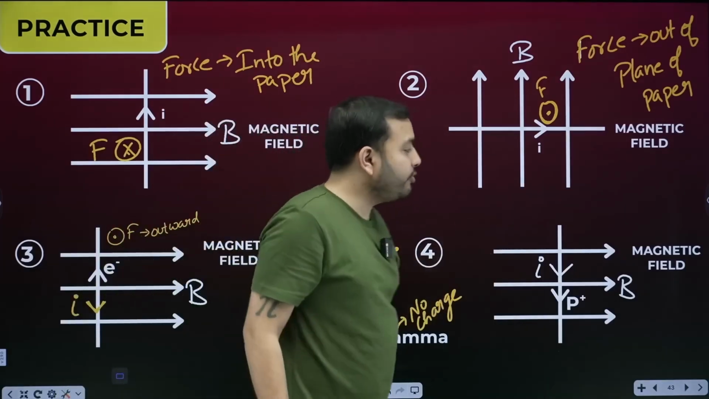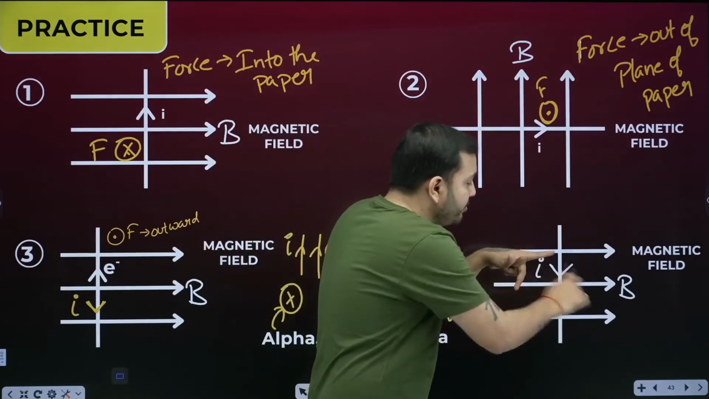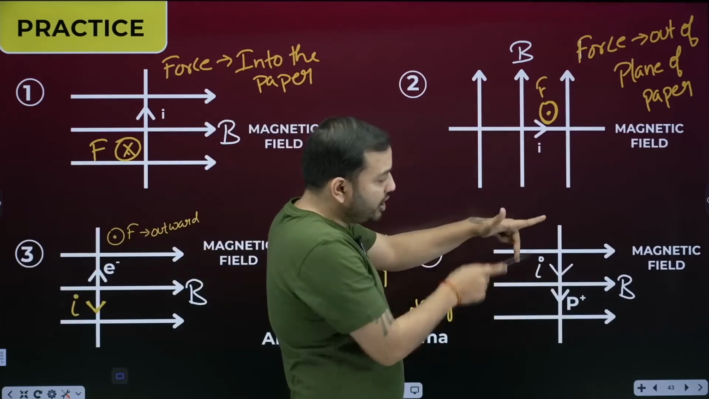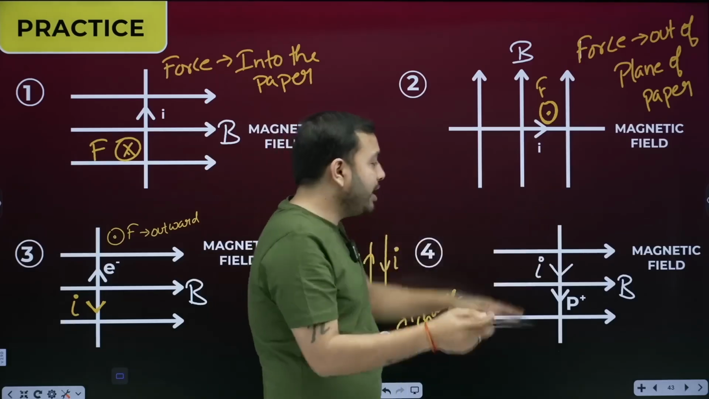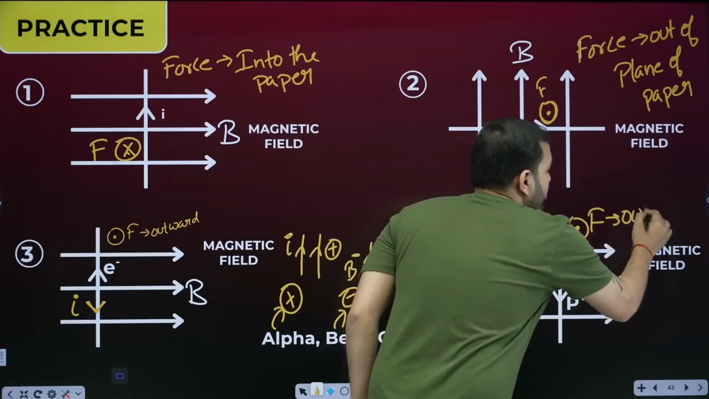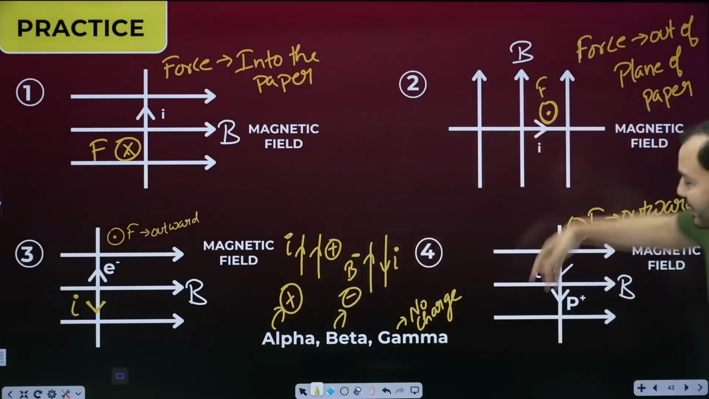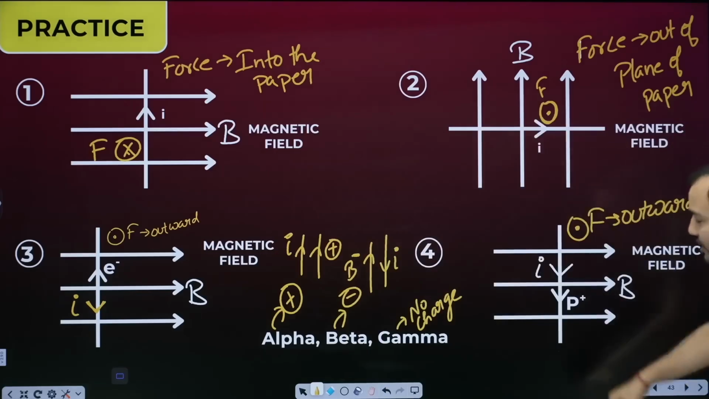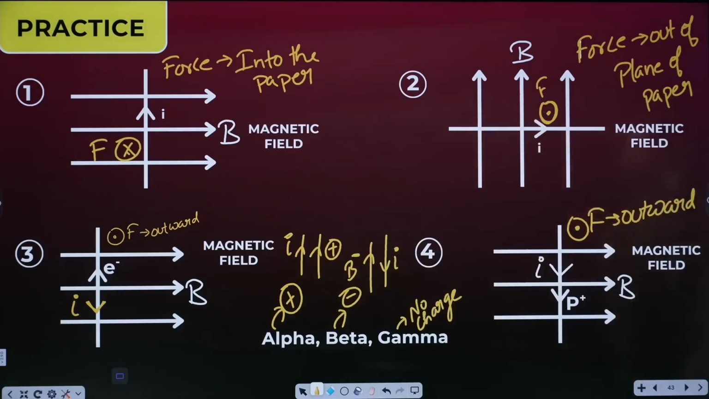Here tell me the direction of force. The same. With the forefinger, magnetic field on this side. Where is the current? Downwards. Middle finger, the direction of the current. Where is the thumb coming? Outwards. So where would the force be exerted? Outwards. Is it clear? It's the same. So see, the current direction is the same. The positive charge goes here, the current goes here. Here the negative charge goes, current opposite. Tell me, is it clear?